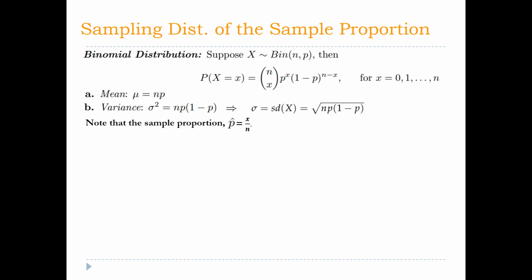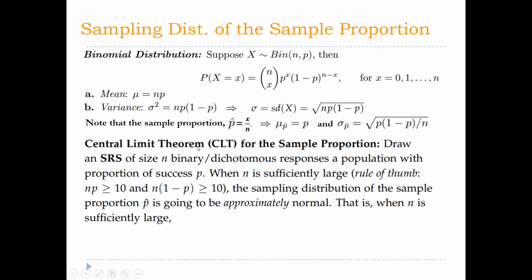Now, if you note, the sample proportion is actually just the number of successes out of the sample divided by n. And so if you want to get the mean of p hat, you just get the mean of X divided by n, and that is why the mean of p hat is p. And if you want to get the standard deviation of p hat, you just get the standard deviation of X and then divide by n, and so the standard deviation of p hat is going to be the square root of p times 1 minus p over n.